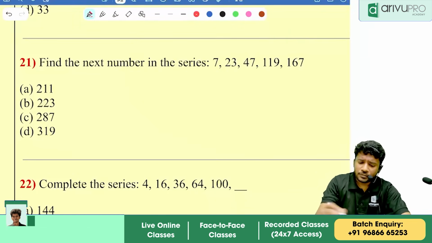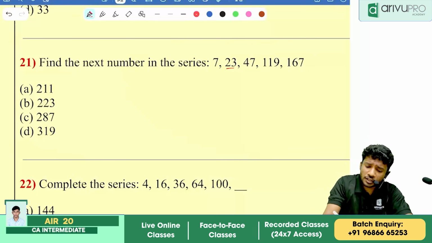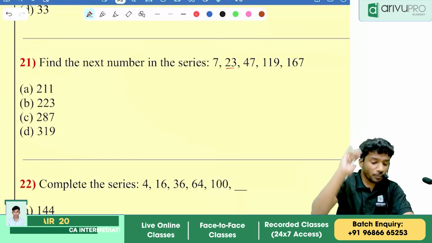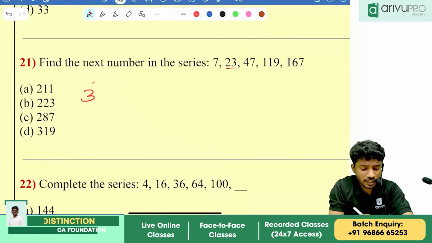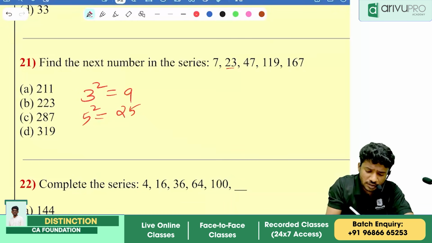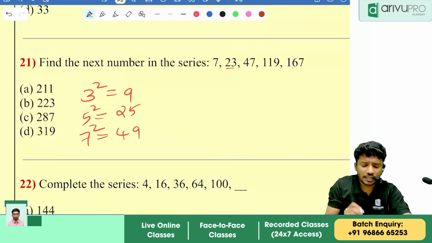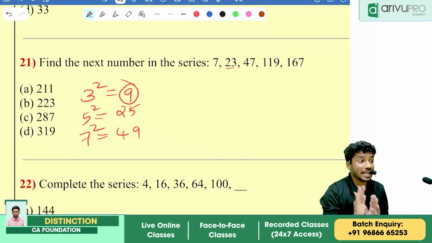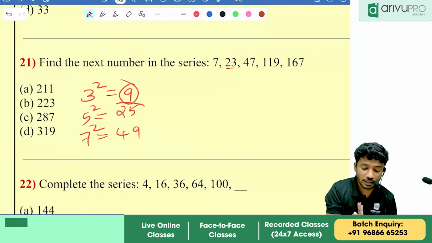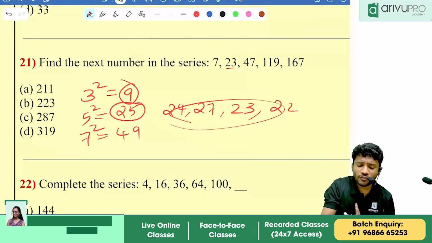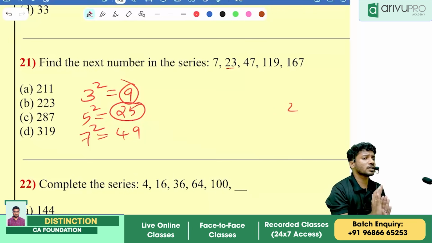Now look at this. This is a different pattern. If you look here, 7 became 23, 23 became 47, 47 became a bigger number, then 119 became another bigger number. Now people, you should know the squares of the values. 3 square is how much? 9. 5 square is how much? 25. 7 square is how much? 49. These values are very important. Whenever you see something near 9, there can be a 3 square involved. Whenever you see something near 27, for example 24, 27, 23, then 22, whenever you see such numbers, you should always think about our 5 square.